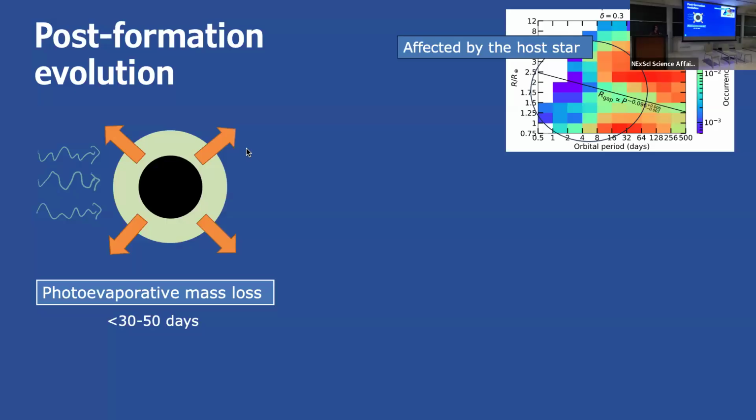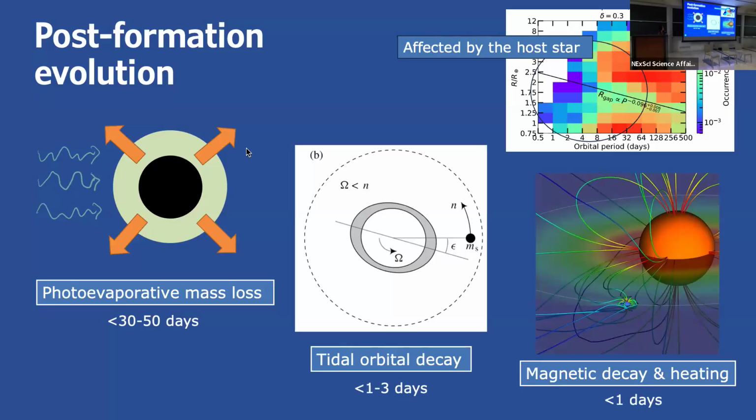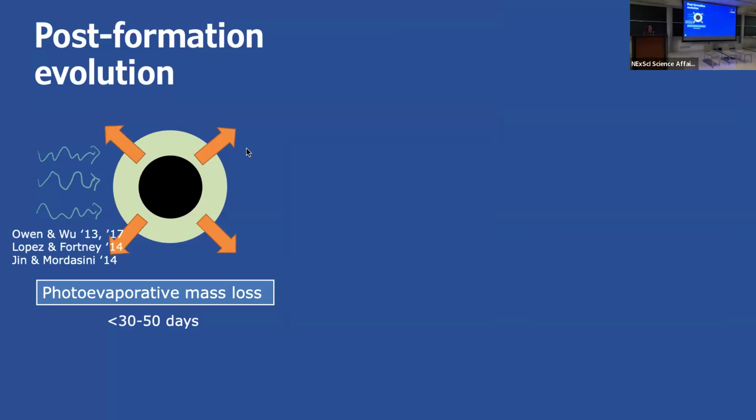The first is photoevaporative mass loss that operates out to 50, maybe sometimes around 100 days, depending on the specifics of the system. I would also like to point out that photoevaporative mass loss is the first theory that theorists used to predict the existence of the radius gap before the observers could really find it. Once you go closer inside, like 3 days or so, then you have to worry about tidal interaction. If you go even further in, then you have to worry about magnetic interaction. So let's first talk about photoevaporative mass loss.